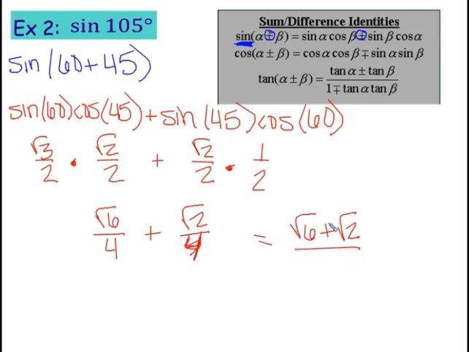Remember, they're not like radicals. One's a 6, one's a 2, so they have to stay separate. And we keep the common denominator of 4. Again, you can check your answer. Sine of 105 in your calculator, turn it into a decimal. It should match this fraction when you type it into your calculator and get a decimal as well.